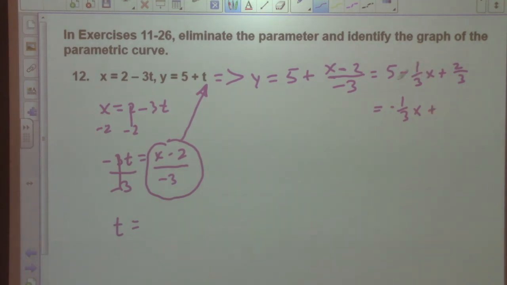So what we're going to get is negative 1/3 x plus, now I'm going to write this as a mixed number. I hope that won't offend your sensibilities. That's going to be a mixed number of 5 2/3. Does that look right?